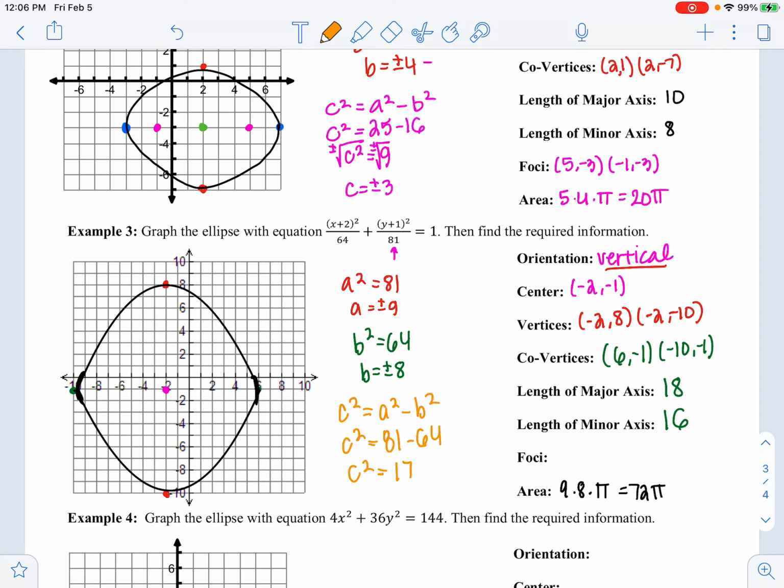C squared is equal to 17, square root plus or minus, and I can't simplify root 17. So I need to go root 17 up and down. I almost said to the right and left. Up and down because it's vertical. So I need to approximate root 17. It's a little bit more than root 16, so this is 4 point something.